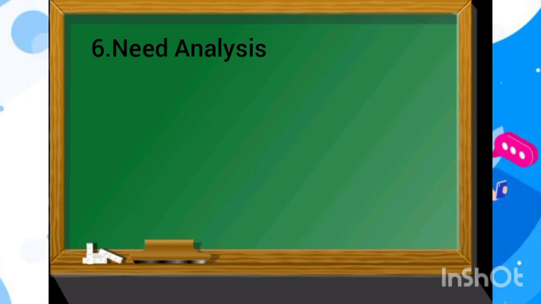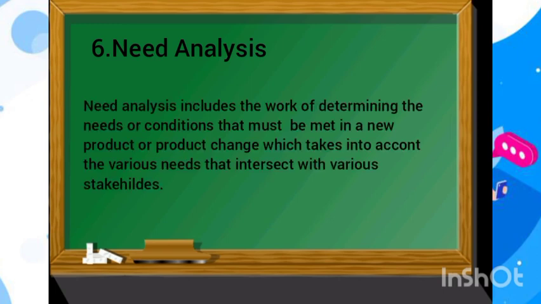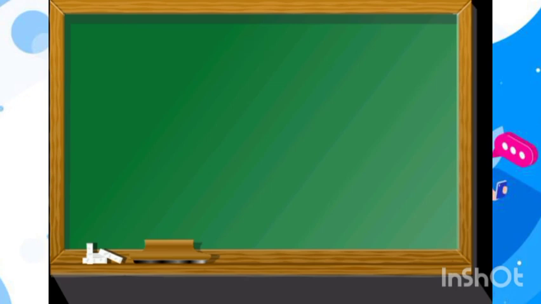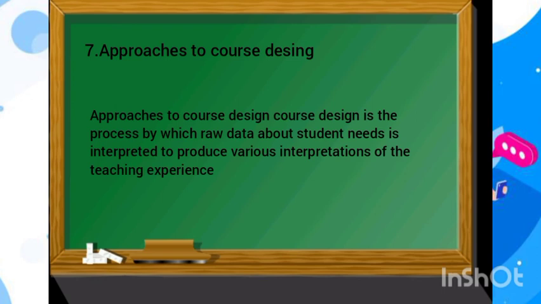The sixth material is needs analysis. Needs analysis includes the work of determining the needs or conditions that must be met in a new product or product change, which takes into account the various needs that intersect with various stakeholders. And the last material is approach to course design. Course design is the process by which raw data about student needs is interpreted to produce various interpretations of the teaching experience.